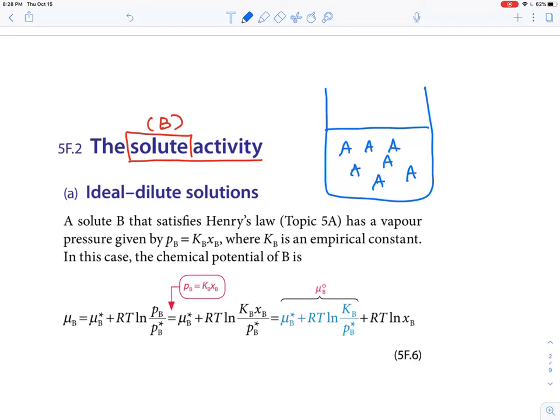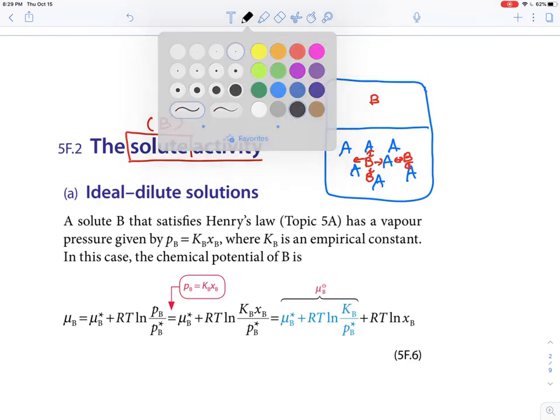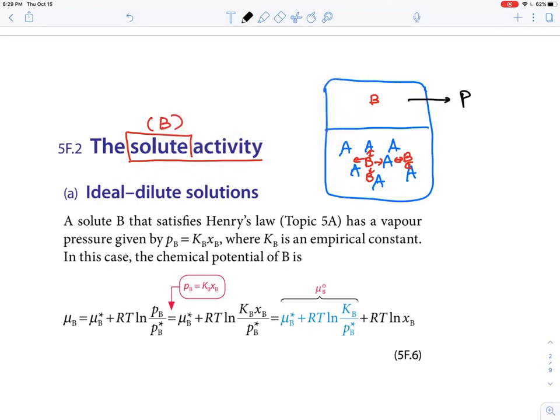A is a majority component, but there is a minor component B, which is experiencing this interaction between neighbors. It could be A or it could be B itself, but as a result, some B's end up being in the vapor phase. So what we need to record is, what about the vapor pressure of B itself?